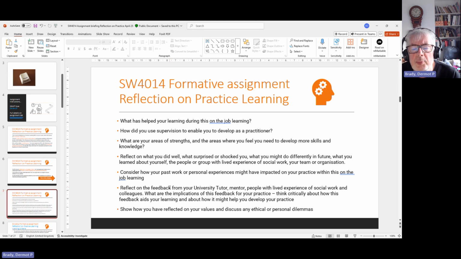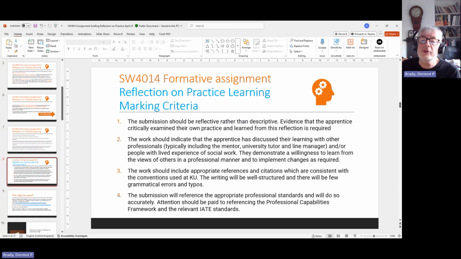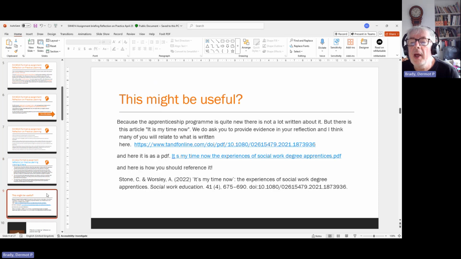And of course, it would be good to see something about your values and thinking about personal or ethical dilemmas. That's just a flavor of the kind of things that you might ask yourself as a way of preparing for the essay. Now, of course, there are criteria, and I am going to go through the 4 of these in some detail. This is more or less exactly what you will see on Canvas. So I'm not going to read them out now, but I am going to go through the 4 of them in some detail.